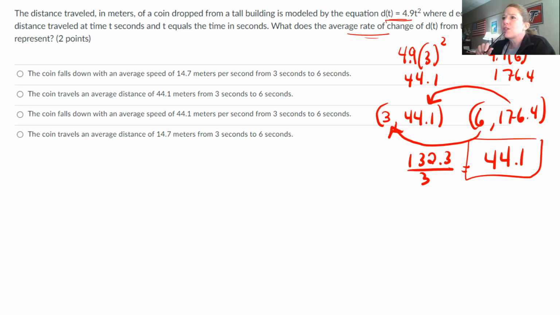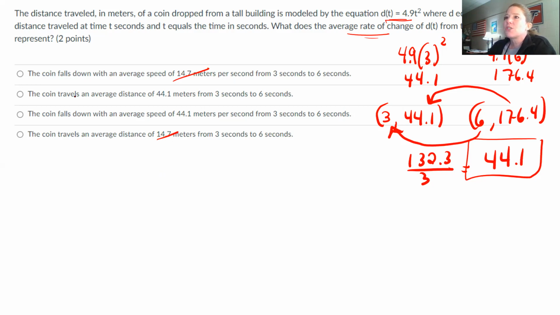Okay. So which of these goes with this scenario? It says a coin falls down with an average of 14.7 meters per second. No. Where are they getting this number? I don't even know where that number is coming from. And there it is again. So we eliminated 2 without really even reading them, didn't we?